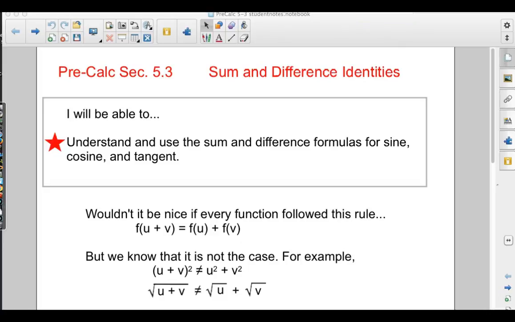This is a lesson for pre-calculus for section 5.3, and it is day 1. And we're going to talk about sum and difference identities today. Our objective is to be able to understand and use the sum and difference formulas for sine, cosine, and tangent.